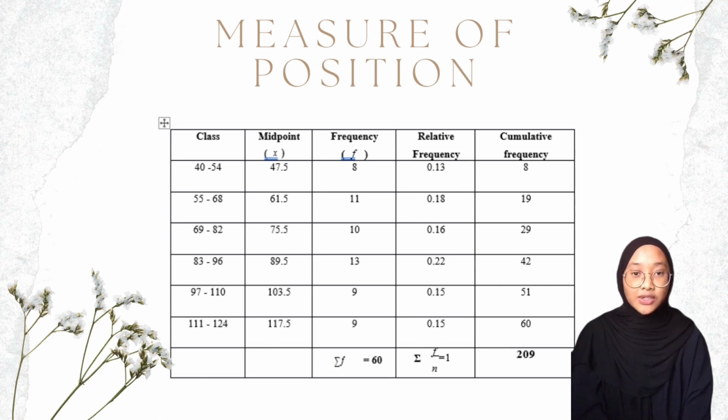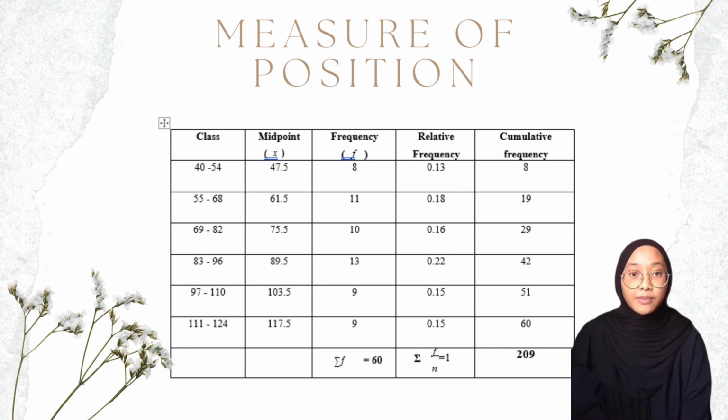Today, I will continue this presentation with measure of position. Measure of position determines the position of a single value in relation to other values in a sample or population dataset. We have three measures of position, which are quartiles, deciles, and percentiles. In this video, we will discuss more on quartiles.